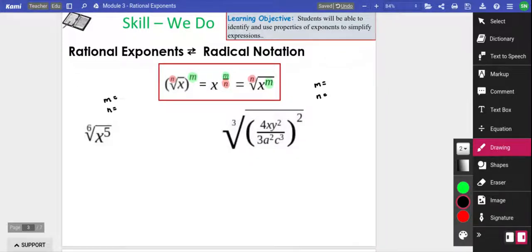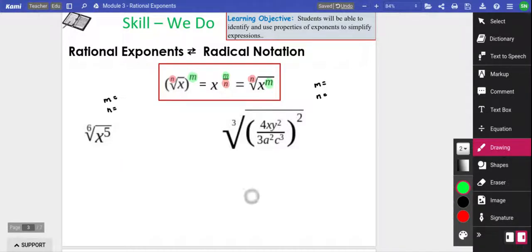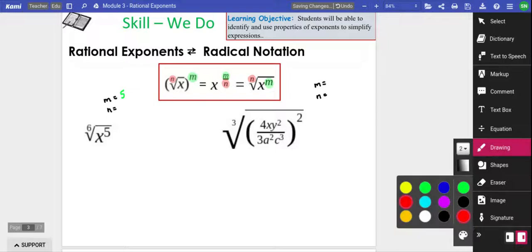Same formula. Let's identify m. m now is this one right here inside. So m would be the exponent, which is 5, and the index would be 6. We convert to rational exponent, x to the m over n, m being 5, n being 6, and this is our fractional exponent.